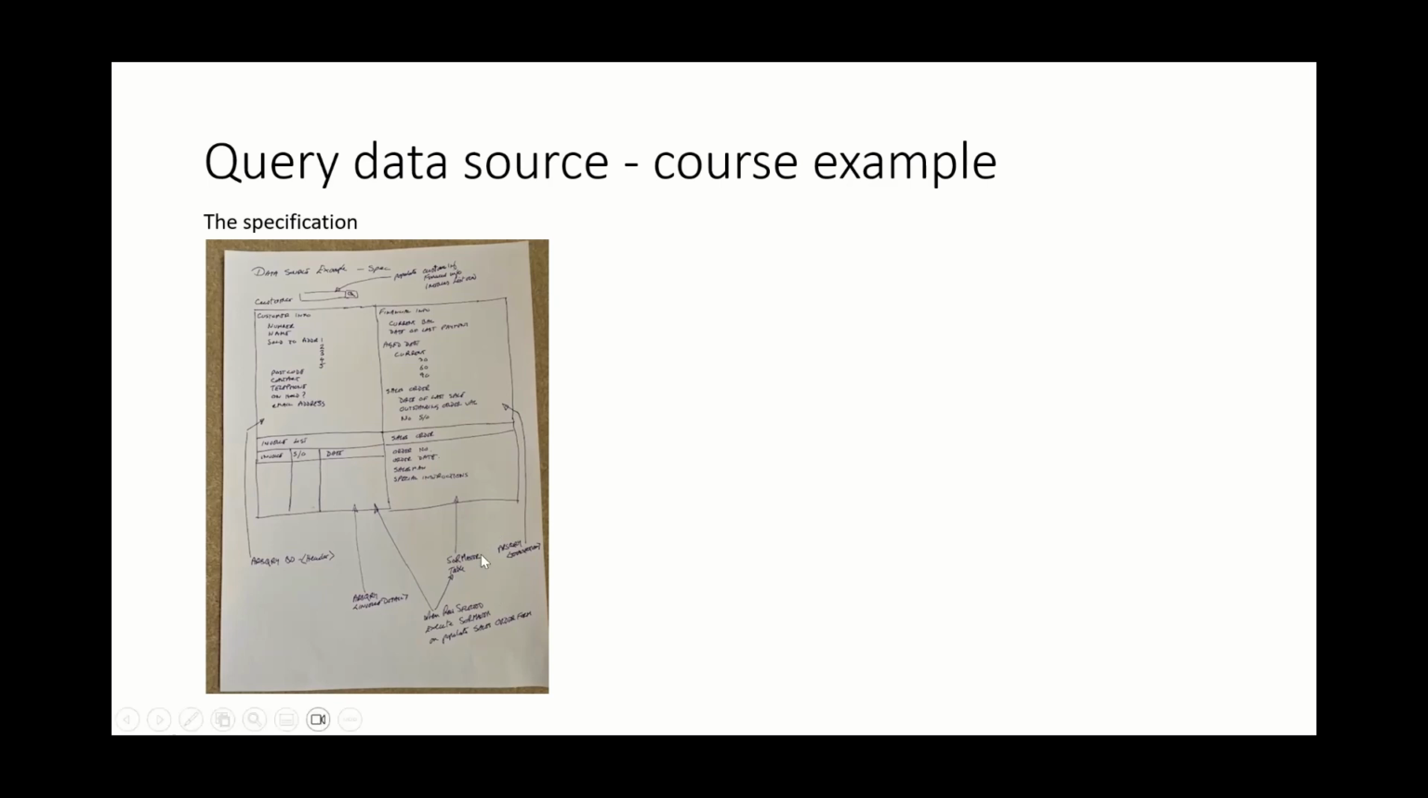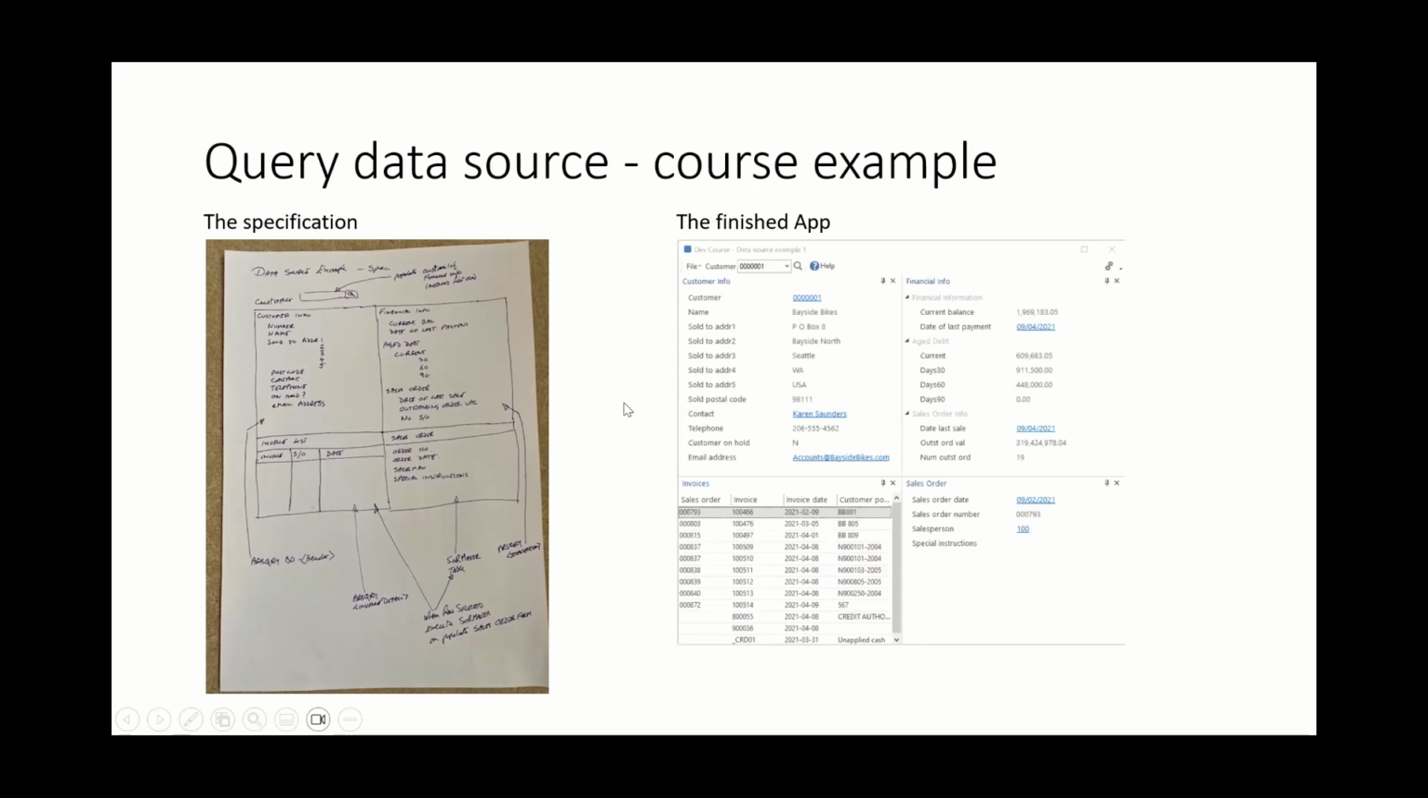And hopefully, with luck and a fair wind, this will be our finished app with some header information, historical information, some invoice and sales order information, and so on like that. So what we're going to be doing now is starting to build up the app, and this is all in the source code available at the end of the course.